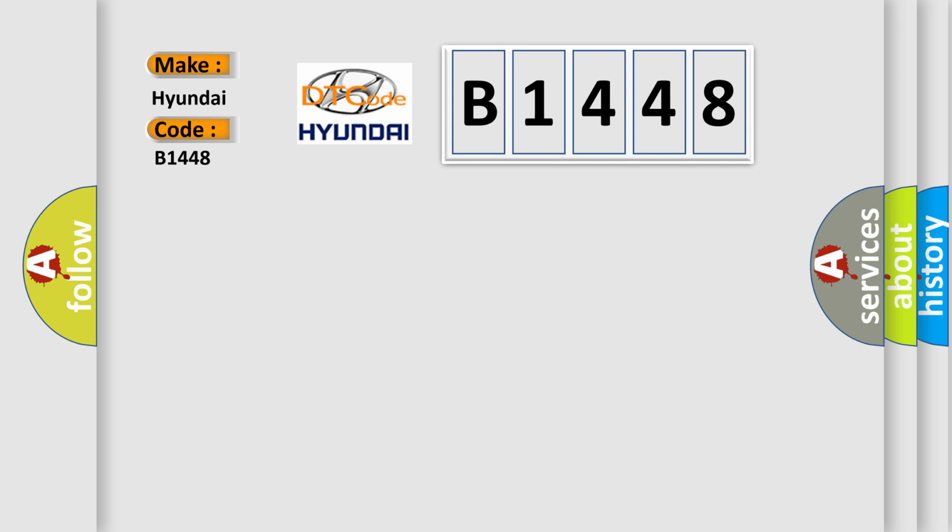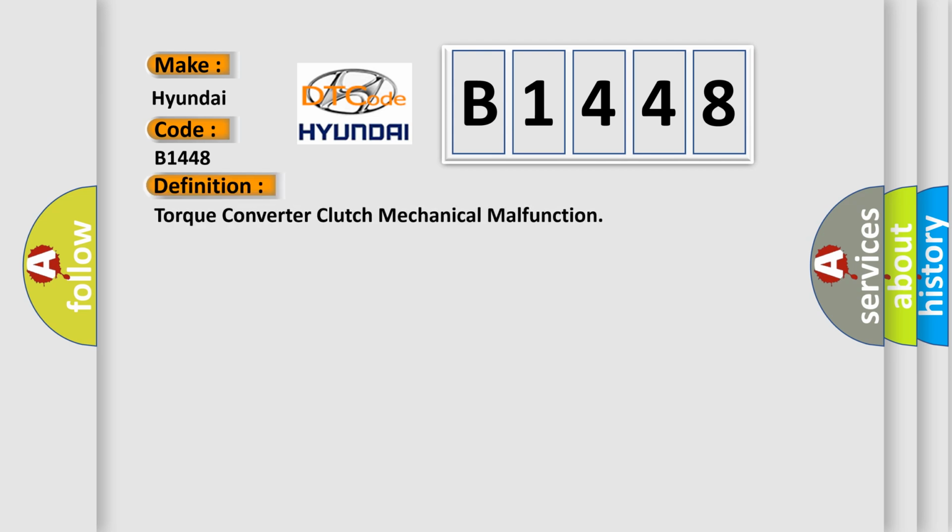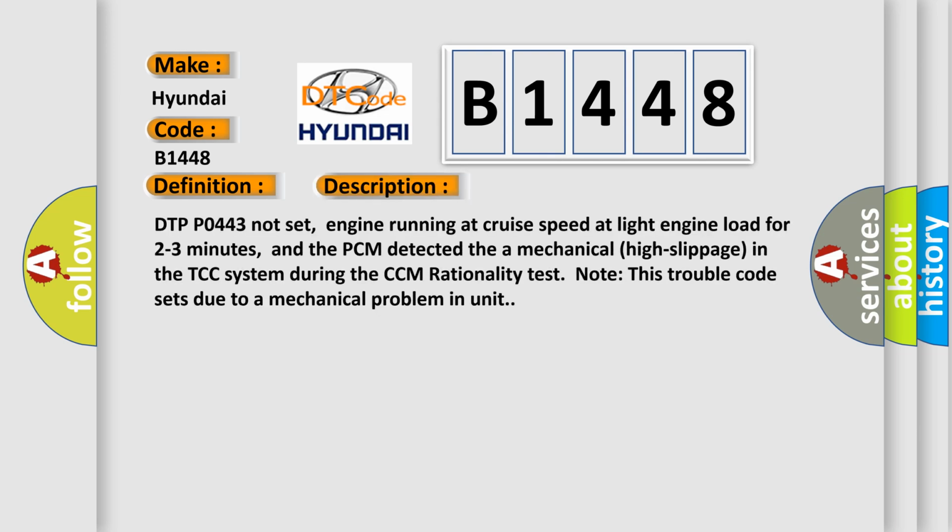So, what does the diagnostic trouble code B1448 interpret specifically for Hyundai car manufacturers? The basic definition is torque converter clutch mechanical malfunction. And now this is a short description of this DTC code. DTC P0443 not set, engine running at cruise speed at light engine load for 2 to 3 minutes, and the PCM detected the mechanical high slippage in the TCC system during the CCM Rationality test.